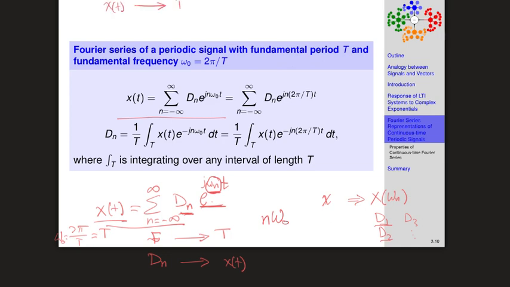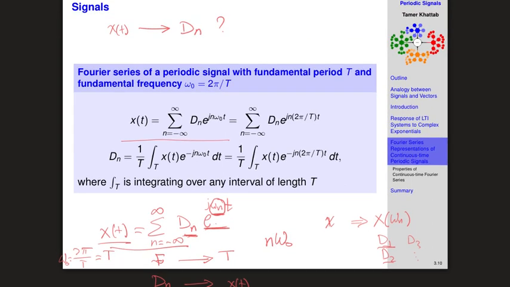Okay? The question is, what if you are given x of t? How can you find the dn from that? What operation should you perform on that x of t to find the dn, right? And this part also shows kind of the smartness of Fourier. So it was observed, remember we discussed earlier the concept of orthogonal signals, right?